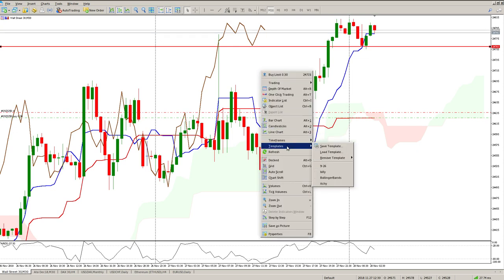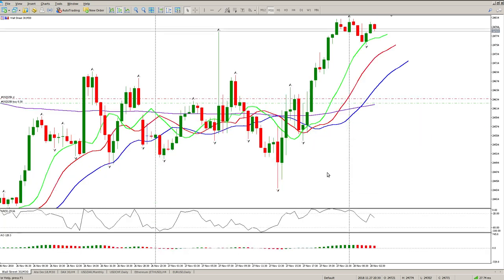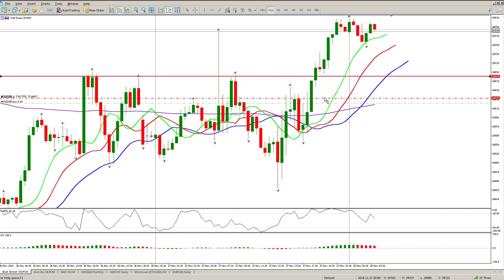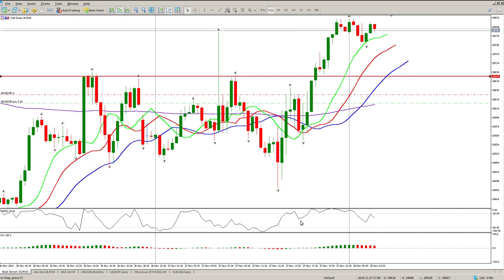Okay, so just to show you that on other strategies there is still a bit of a problem. In actual fact, while I'm thinking about this, I'm just going to move this up ever so slightly, just to protect some, not much profit, but profit is profit. Okay, so that's kind of my view for today.